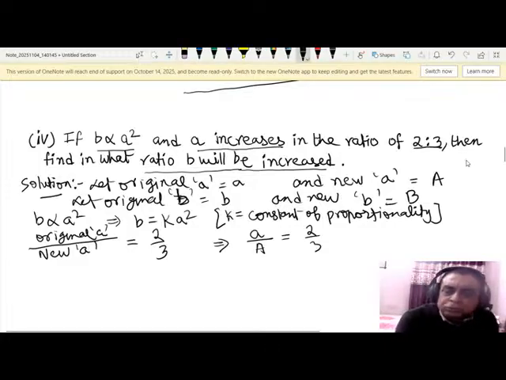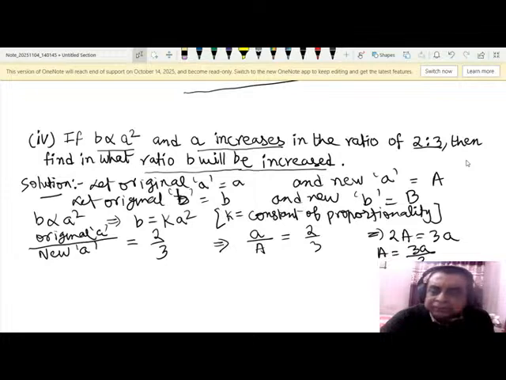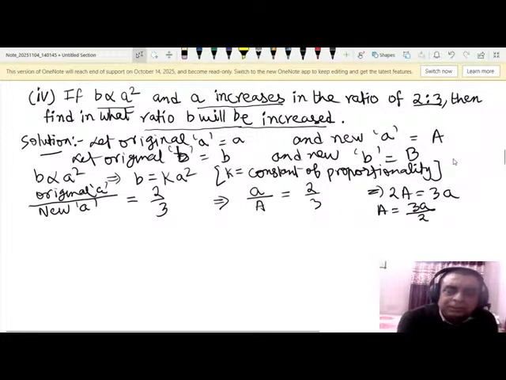Okay, so from here, 2 capital A value is 3 small a. So capital A value is 3A divided by 2. That is the new A value. Similarly, now here we are writing, so B value is K times A squared.